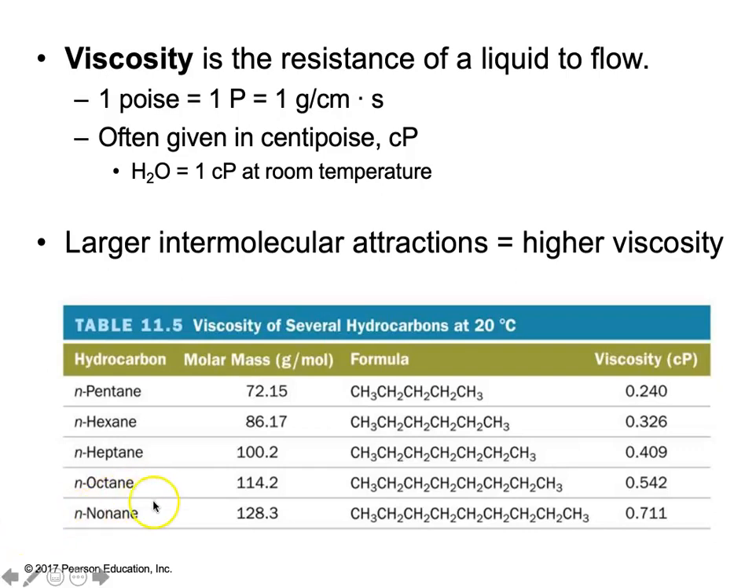And if we take a look down here, these 5 liquids are all nonpolar. You can tell when you look at the formulas for them, all you see is carbon and hydrogen atoms in the formula. And the molecules get larger as we go down. We can tell that just by looking at the molar masses. Now look at the viscosity. The viscosity goes up as the size of the molecules increases.